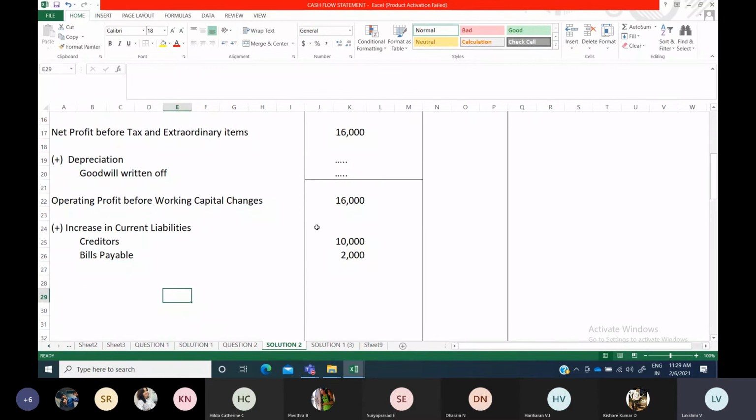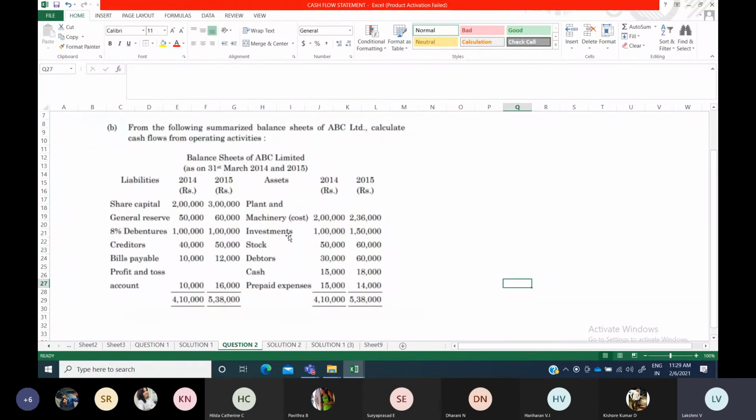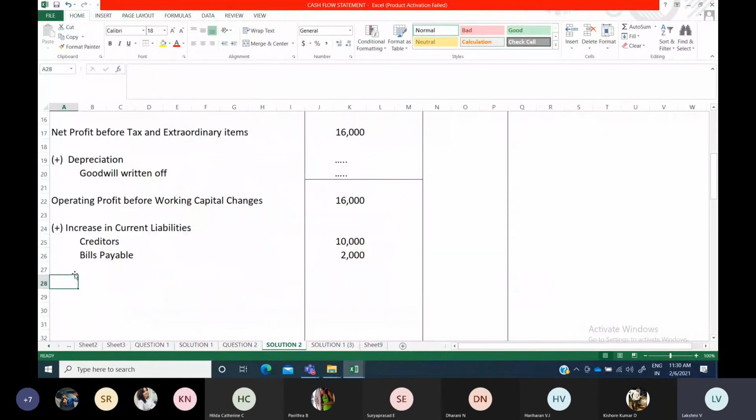Now you have to add all these, and then you have to see whether any decrease in current asset is also there. If you see stock and debtors, these two only are current assets. These others are all fixed assets. Cash should not be taken. Prepaid expenses have decreased. Decrease in current asset, we have to add. Increase in current asset, we subtract. Stock and debtors, these two items only. Prepaid expenses decrease is the only one we take.